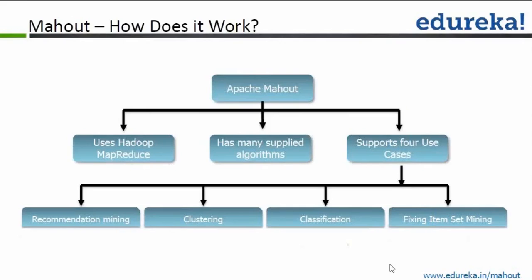So let's see. Apache Mahout uses Hadoop MapReduce as its core framework. All the algorithms have been put into MapReduce. That's how it achieves scalability over the Hadoop cluster. It has many supplied algorithms, so Mahout has built-in algorithms. We will see what built-in algorithms are available in Mahout, and it supports 4 use cases at a high level. One is recommendations mining, which is the recommendations framework, and clustering, classification, and item set mining. It's not fixing, sorry, there is a typo over here. It's frequent item set mining.